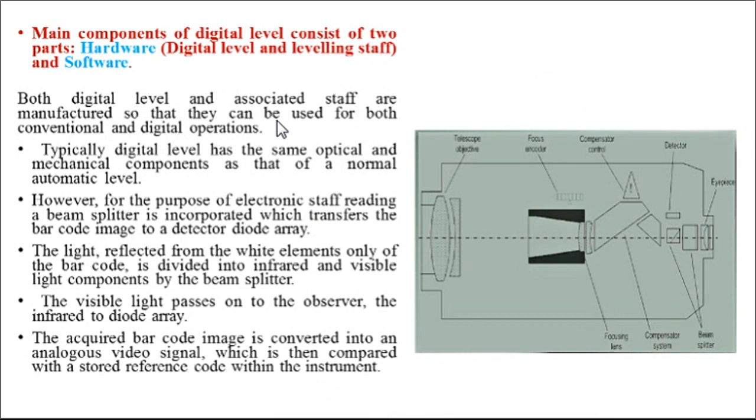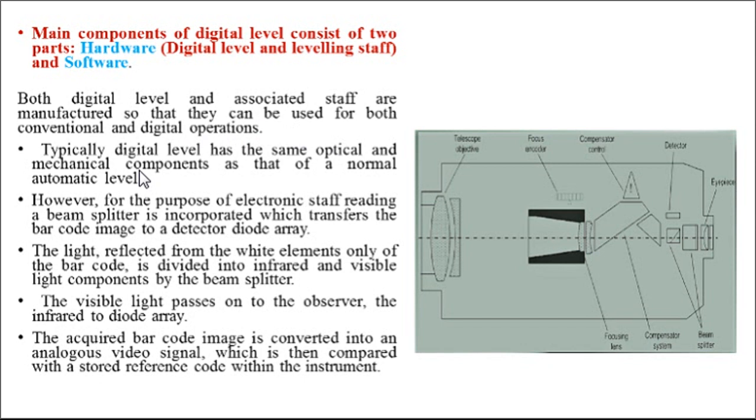Then the different components of this digital level. The main components of the digital level consist of two parts. One part is the hardware: the digital level and the leveling staff. The other is the software, which is inside the digital level. Both the digital level and the associated staff are manufactured so that they can be used for both conventional and digital operations.